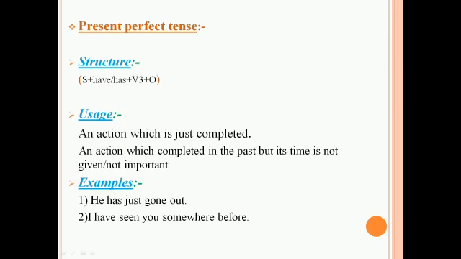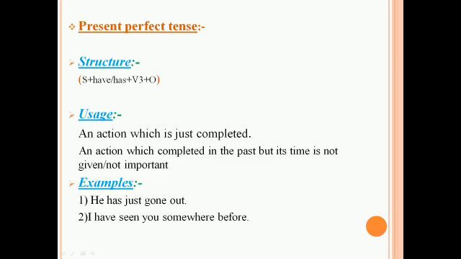Now come to present perfect tense. Structure: subject plus has or have plus V3 plus object. We use has when the subject is in third person singular. And for all the remaining subjects, I, we, you, they, we should use only have. Subject plus has or have plus V3 plus object.